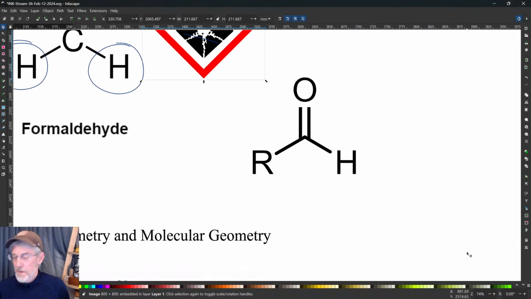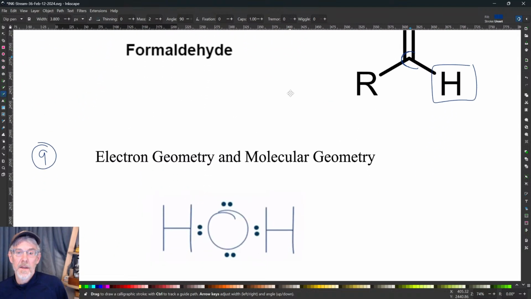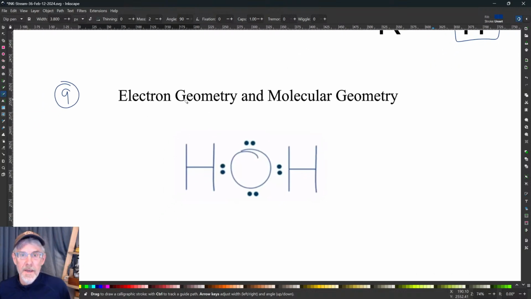Formaldehyde. And aldehydes have your carbon atom here with a double bond oxygen, and then a hydrogen, and the R can be carbons, a bunch of other stuff on it. So this is the simplest aldehyde here with formaldehyde. All right, we're going to end up with electron geometry and the molecular geometry. So we want to figure out both of these. This helps to be able to visualize what this molecule looks like.